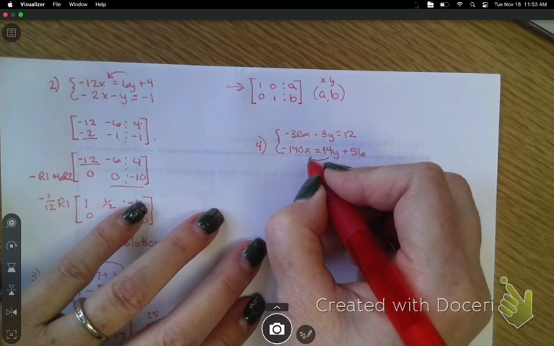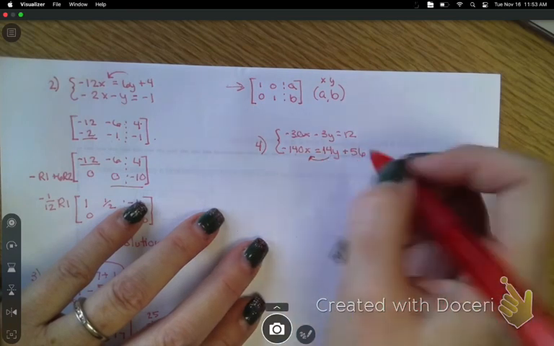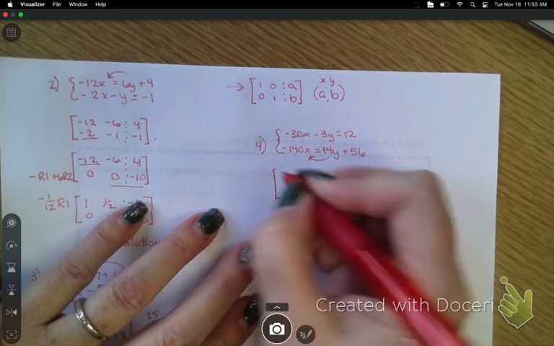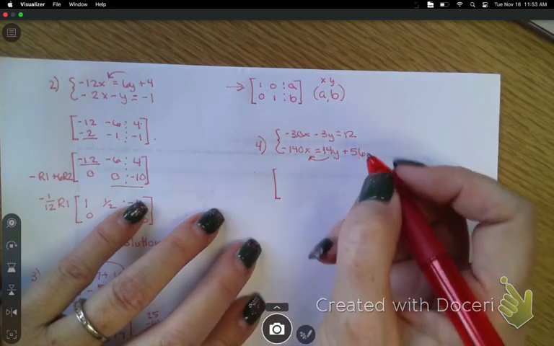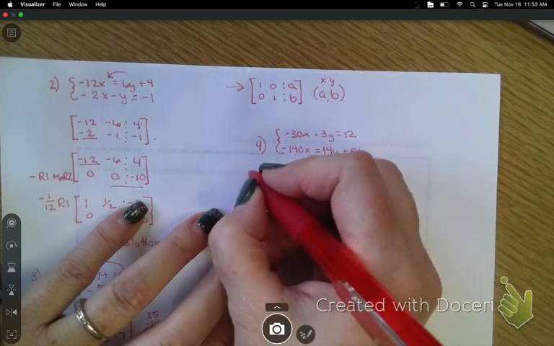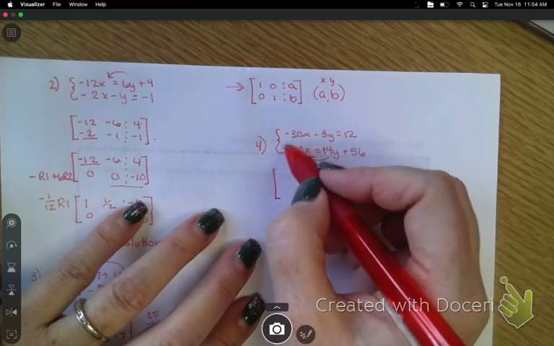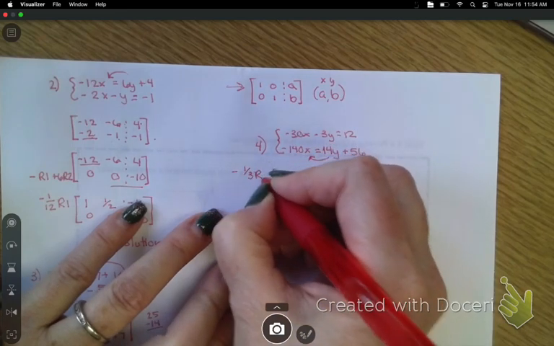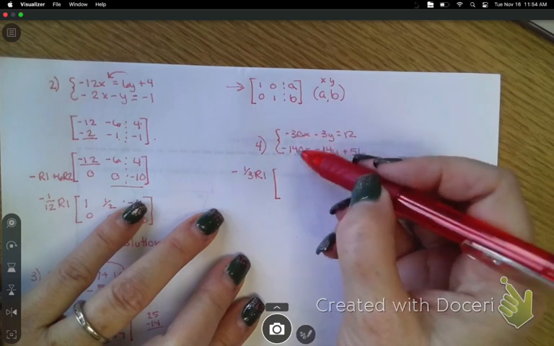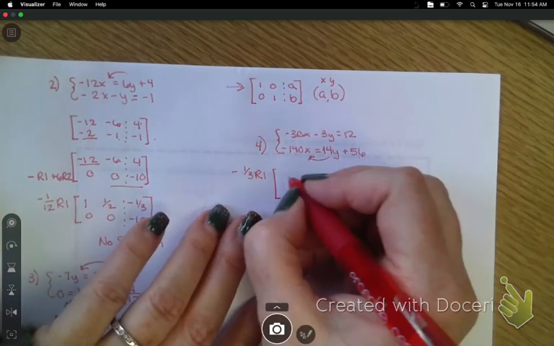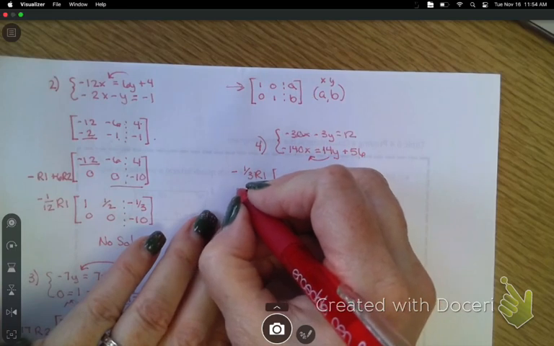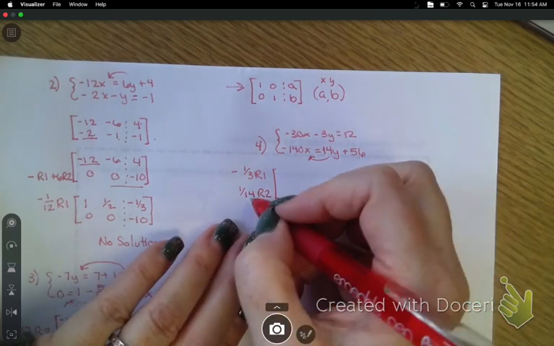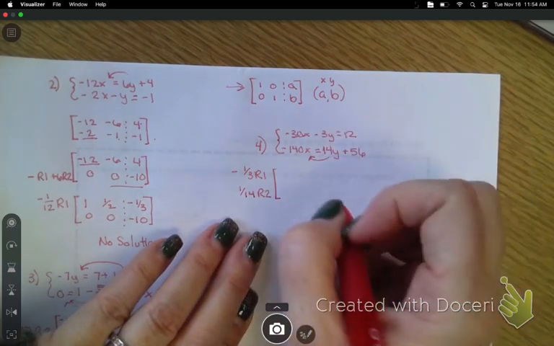So we're going to move the y over on the second equation, and then we're going to make our numbers a little smaller. So I've got, and we need to get one of them, I'll do the positive here. So I'm going to go -1/3 R1. And that's because both of my x's are negative, and one's going to have to be positive eventually. And then 1/14 R2. And I'm not doing the negative here because I want one negative, one positive.